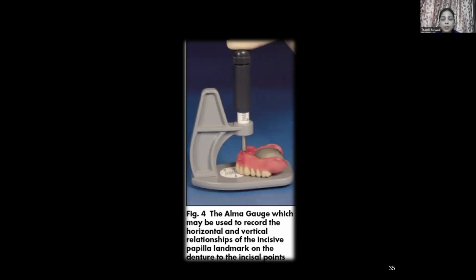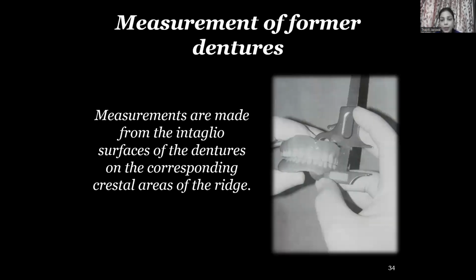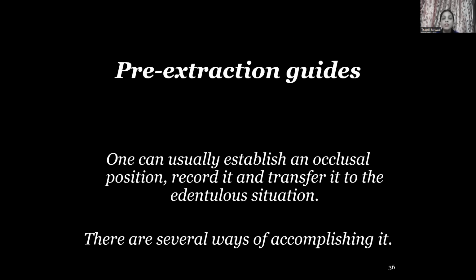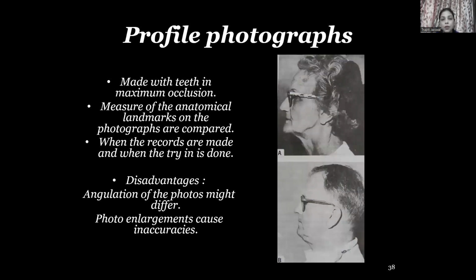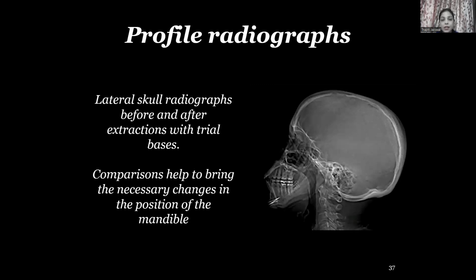Pre-extraction measurement of the former dentures can be used. In this, we are using the incisive papilla as a landmark in determining the dimension with the help of former dentures. And with this gauge, we are determining the measurement with the help of the intaglio surfaces of the dentures. With the pre-extraction guides, one can usually establish an occlusal position, record it and transfer it to the edentulous situation. There are several ways, like profile photographs and profile radiographs. Lateral skull radiographs before and after extraction with trial basis comparisons help to bring the necessary changes in the positions of the mandible.